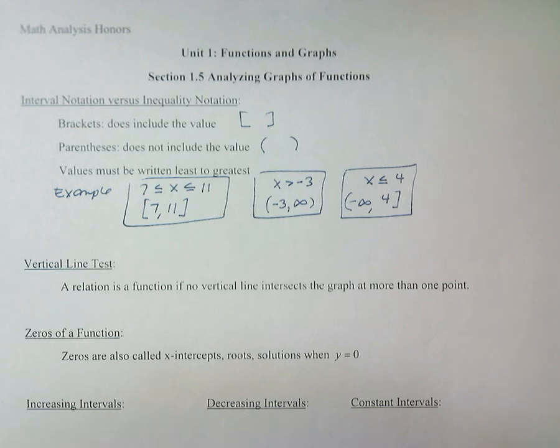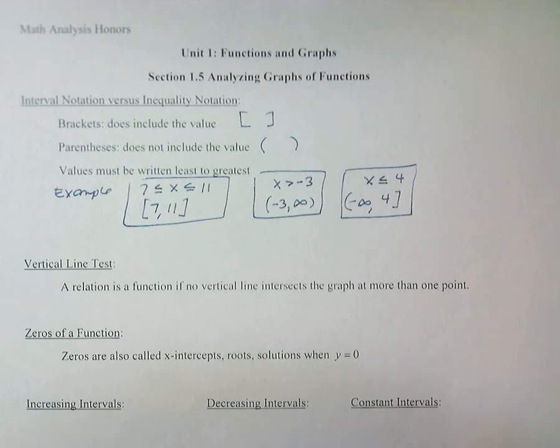Okay, we've already talked about the vertical line test, and the vertical line test is just that a relation is a function if no vertical line intersects the graph at more than one point. We also study zeros of functions frequently. A zero is just the x-intercept. It can also be referred to as a root, and it's a solution when an equation is y equals 0. So in this section, we're going to solve some equations and find the zeros.